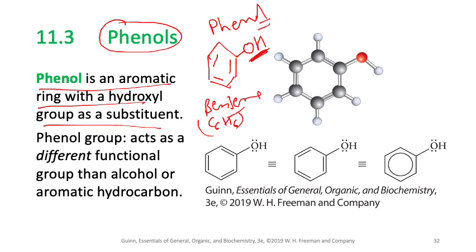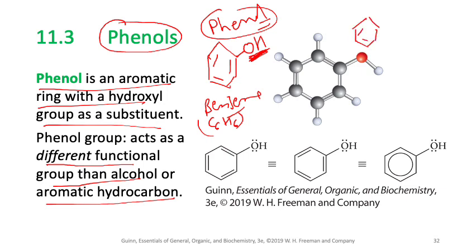This is not a benzene anymore, or you can say benzene attached with an alcoholic group we call a phenol, right? Because of the presence of the OH group attached to the benzene, it acts as a different functional group than alcohol or aromatic hydrocarbon. So whatever chemical and physical properties this phenol is going to show will be different than just benzene or just any kind of alcohol, right?